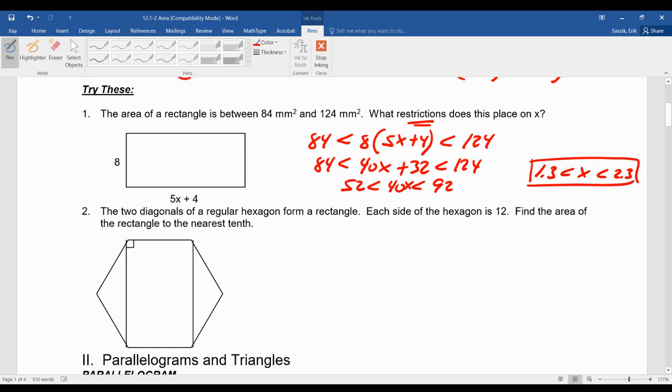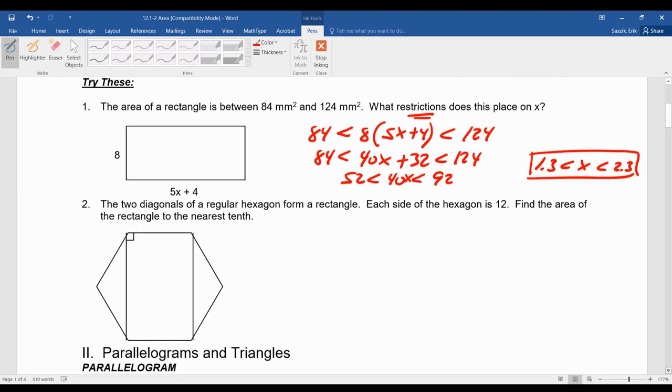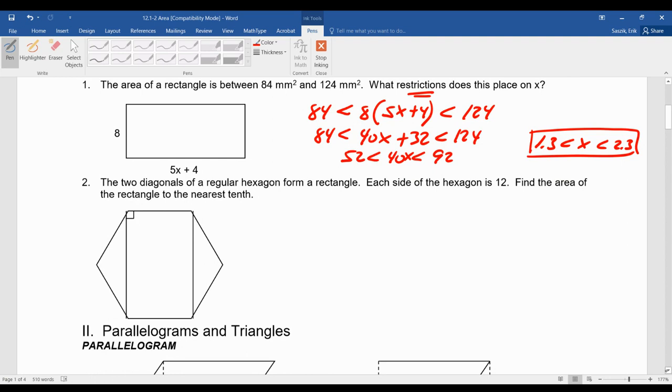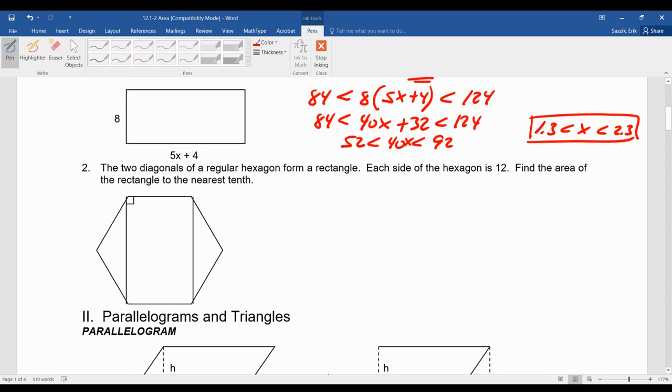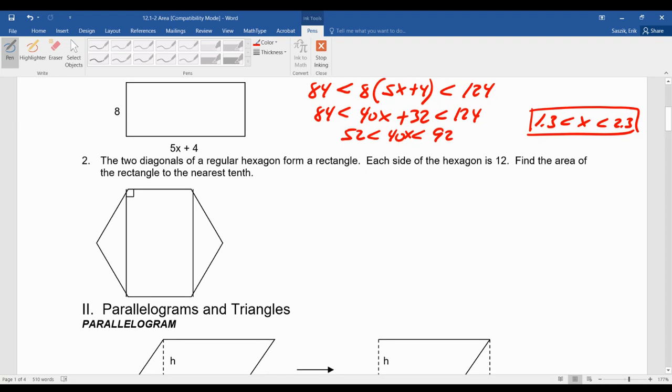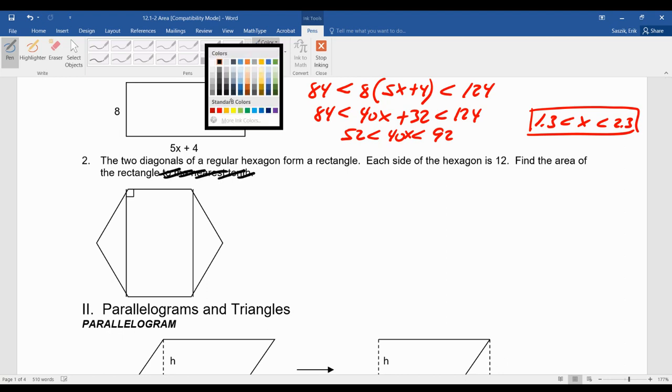This next one here says, the two diagonals of a regular hexagon form a rectangle. Each side of the hexagon is 12. You should do this one first yourself, okay? So maybe press pause here and go ahead and give it a try. Find the area of the rectangle to the nearest tenth. Honestly, let's cross out that nearest tenth. There's no reason why you can't do this in simplified form. All right.